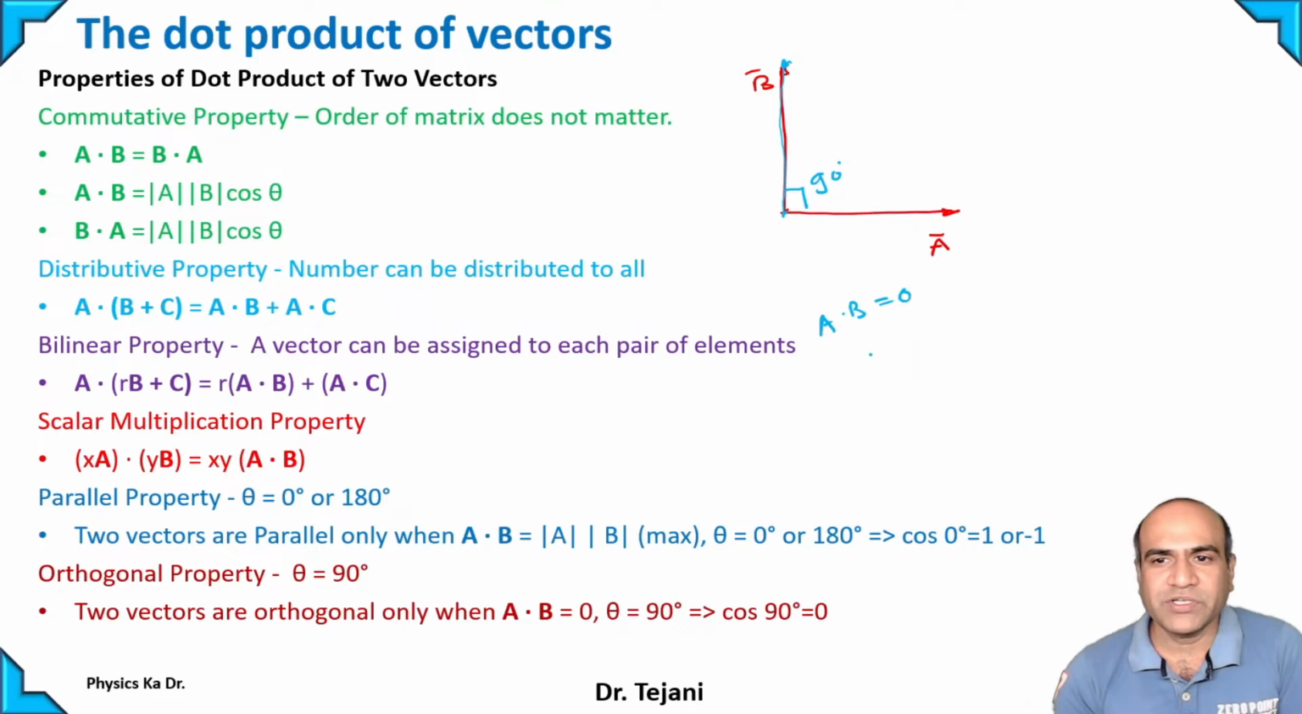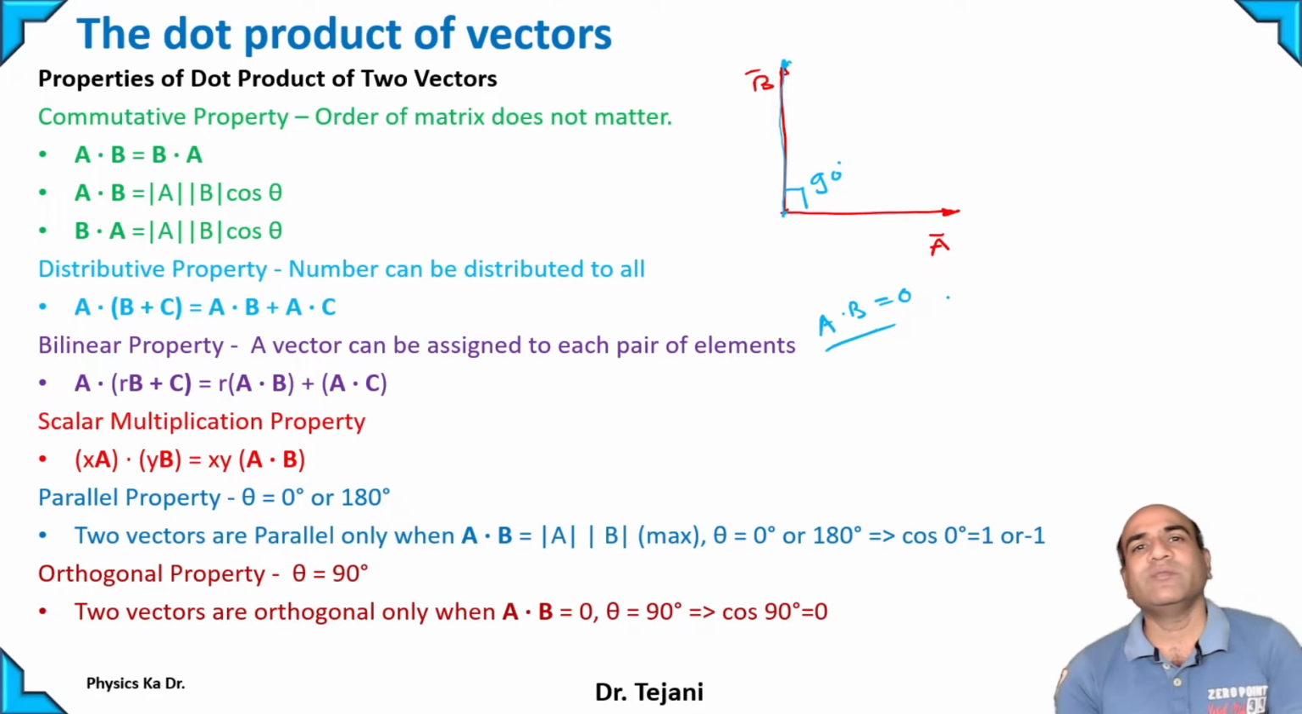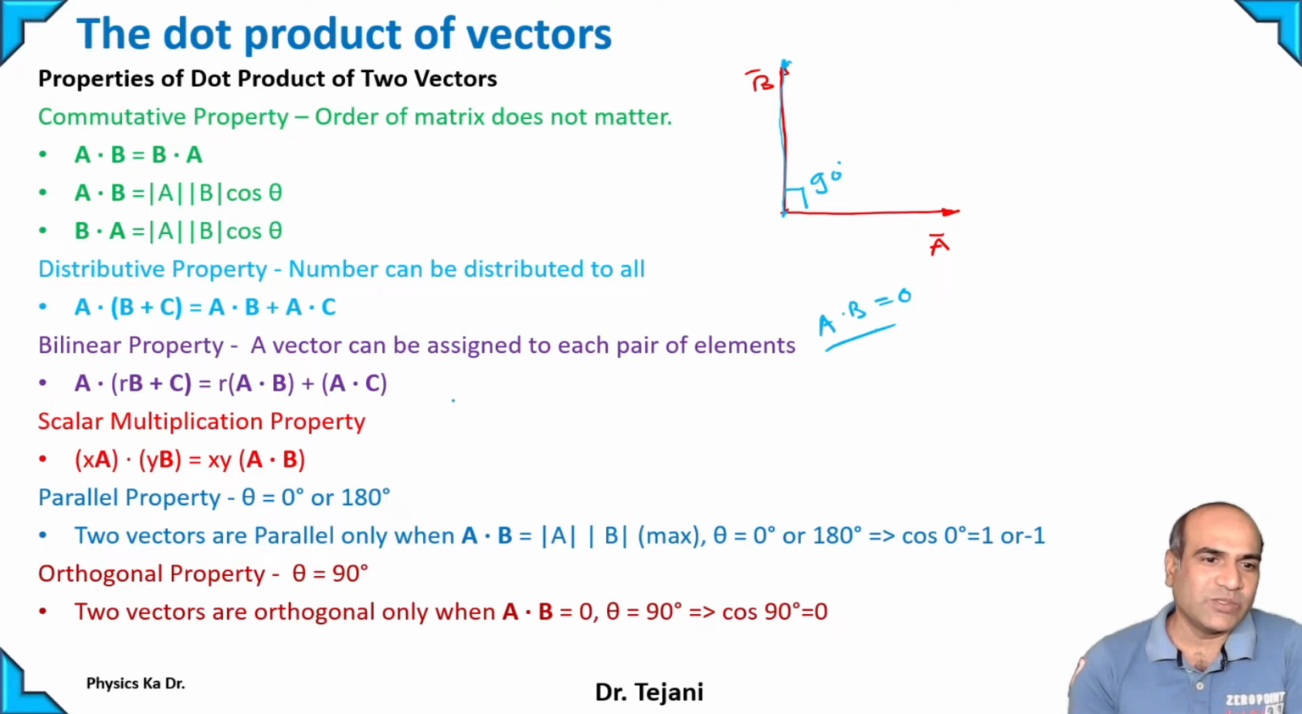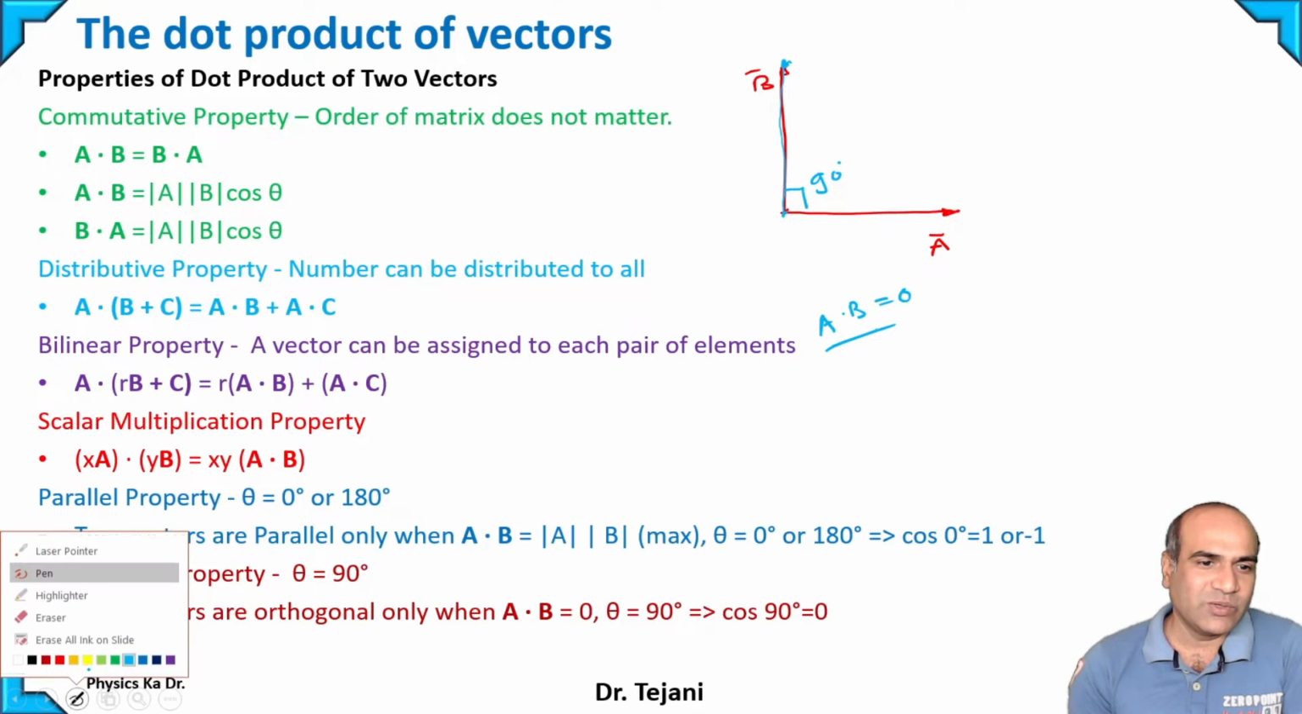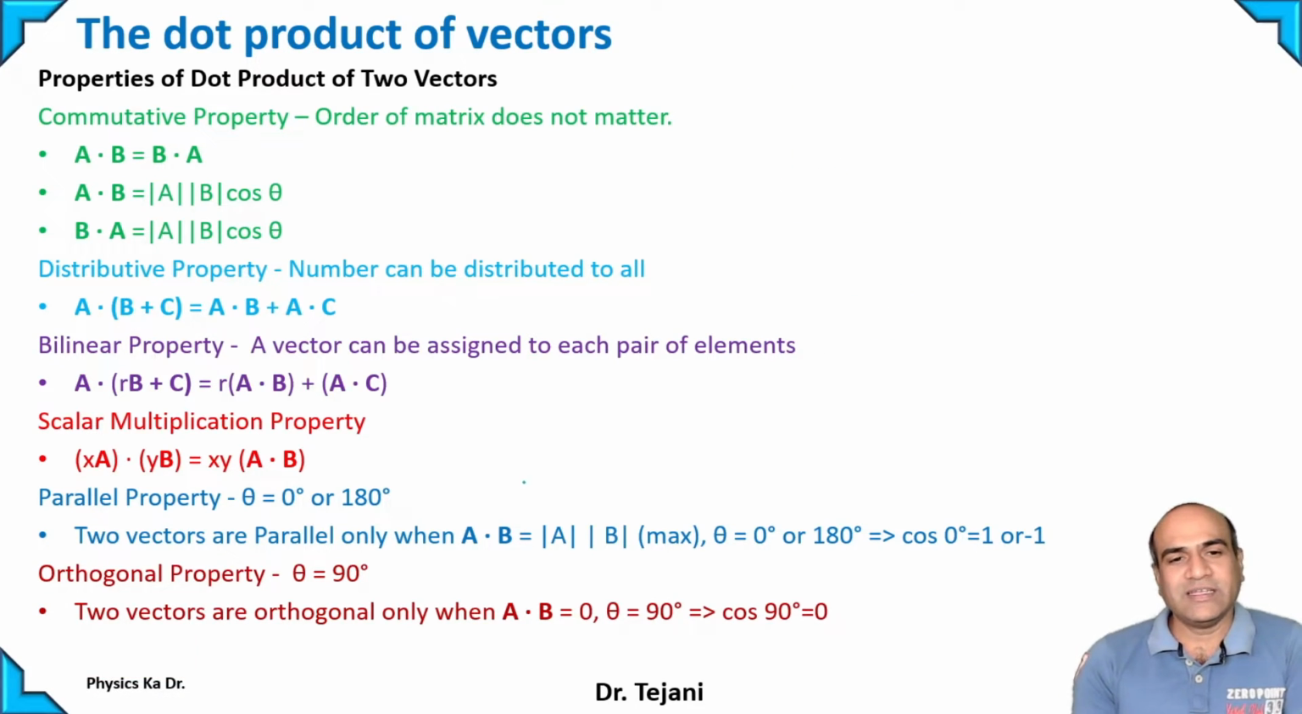So this orthogonal property is more important. You may have a few questions on that, and we know A dot B is equal to 0. So we need to understand that in detail.